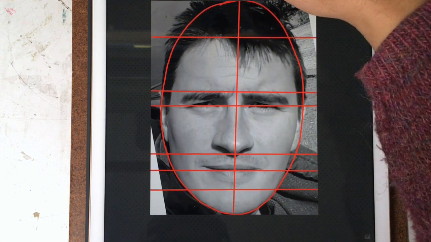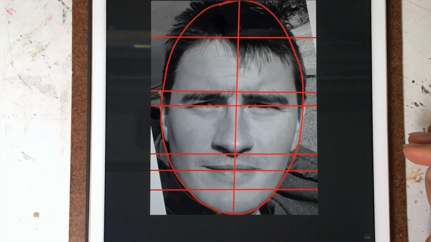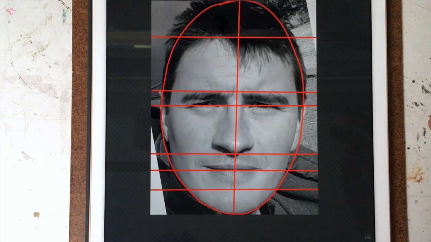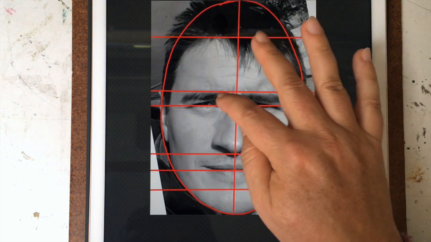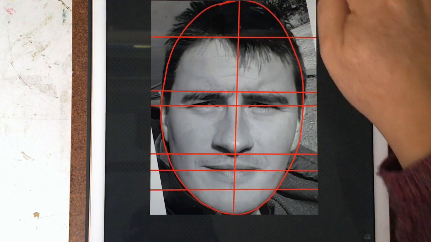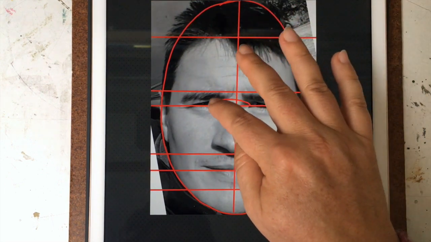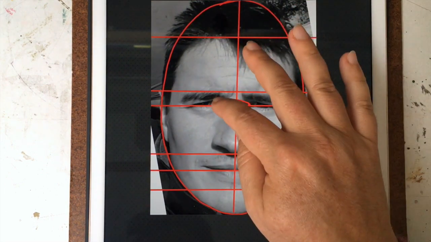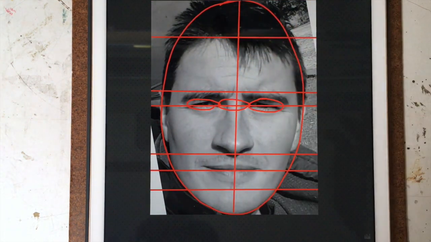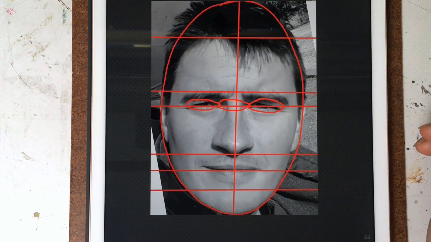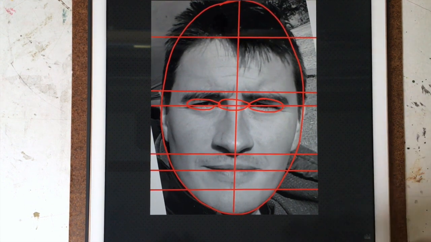I'll just change to freehand here. We also need to know that the eyes are roughly, you could actually fit a third eye right in between the other two eyes, like that. So that gives you the spacing of the eyes. So that's good to know.